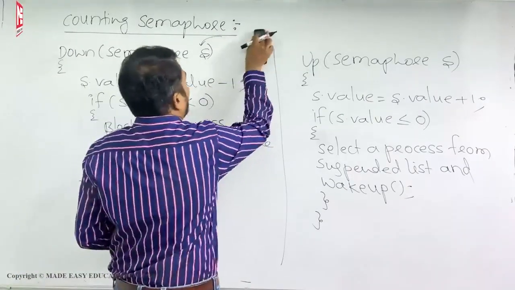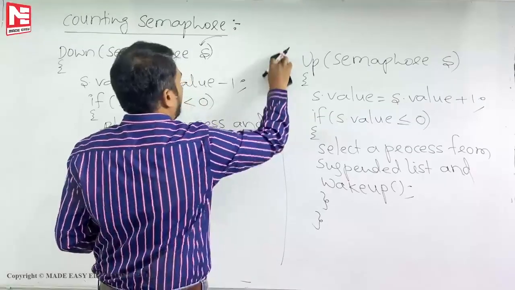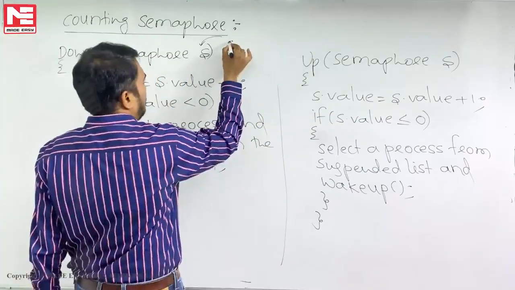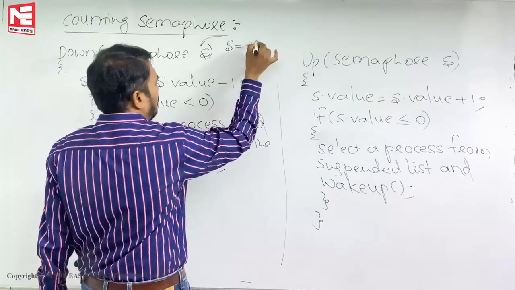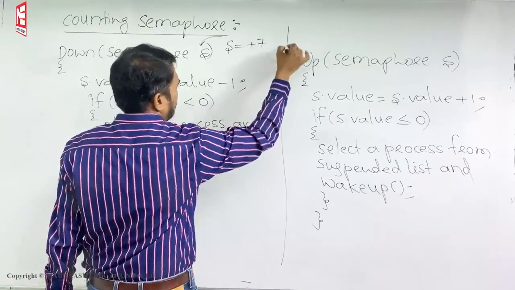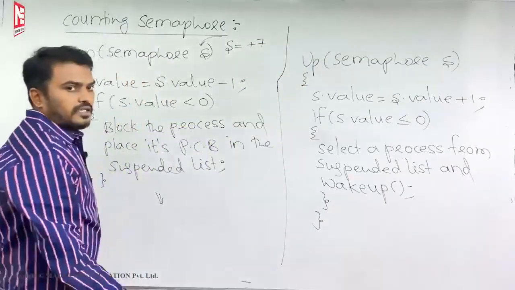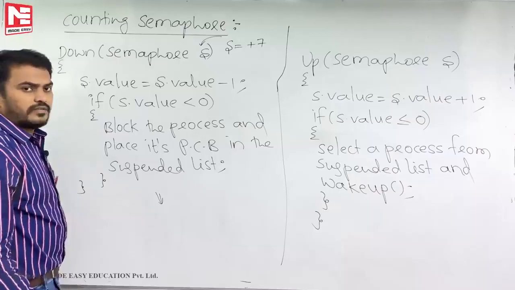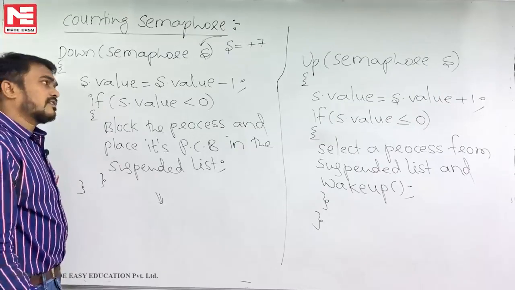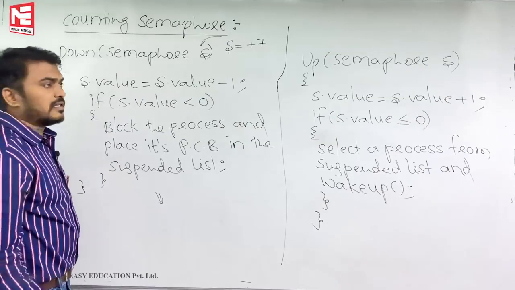Okay. Now tell me, I am coming from the first. I am just giving one more example. Now the same thing I am repeating. Let's say the initial value of the semaphore is plus 7. If I perform a down operation, let's see what will happen.